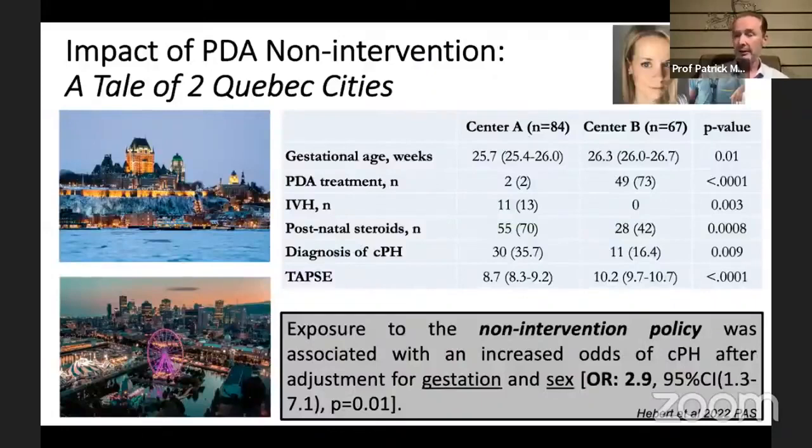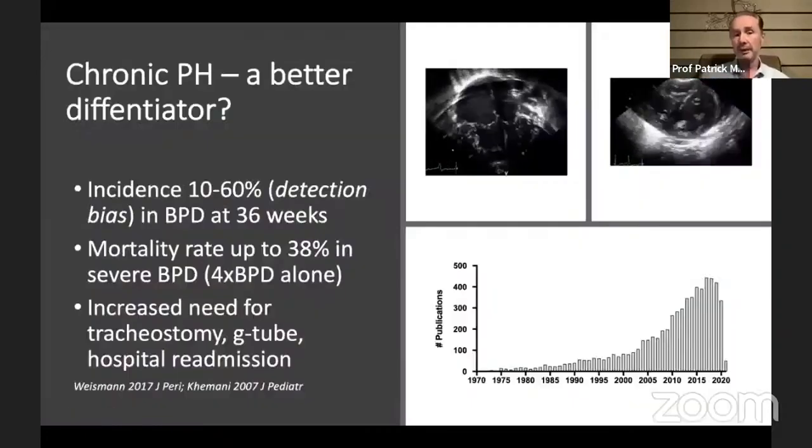So taking the same center in Montreal, Center A, in which they provide a non-intervention approach to the PDA, and comparing to a center that provides early intervention, you can see that in the non-interventional center, the risk of need for postnatal steroids is almost 2 times higher. The risk of a diagnosis of chronic pulmonary hypertension was also 2 times higher. And after adjusting for gestational age and sex, non-interventional approach to PDA was associated with an increased odds of chronic pulmonary hypertension. So is chronic pulmonary hypertension perhaps a better differentiator of this patient population with lung disease?